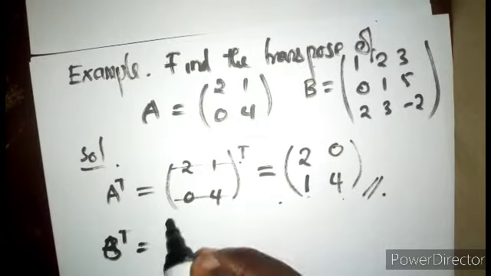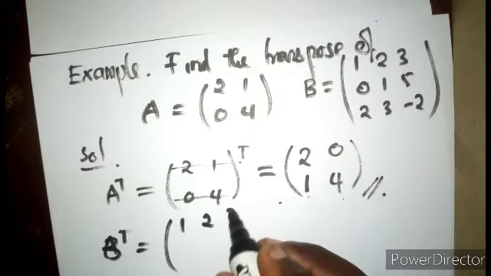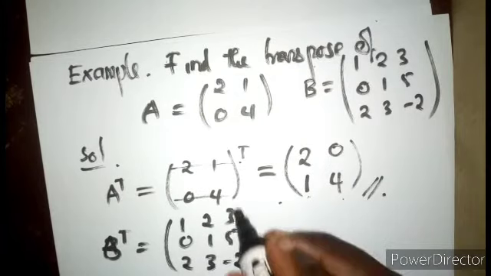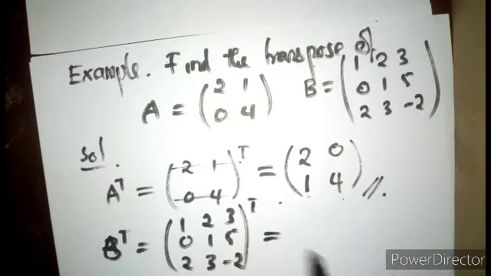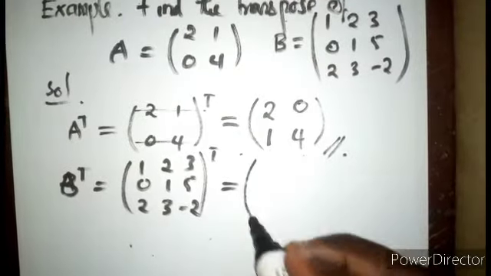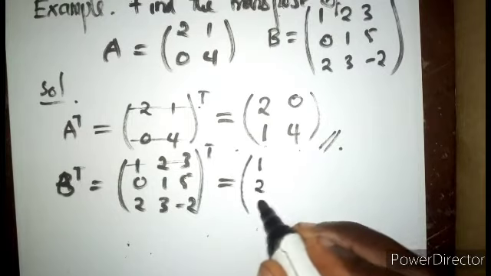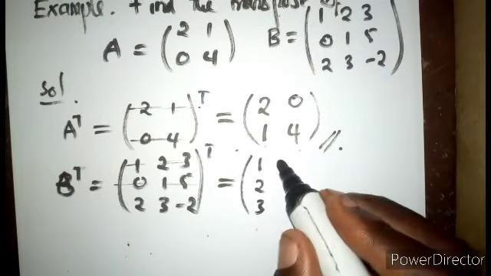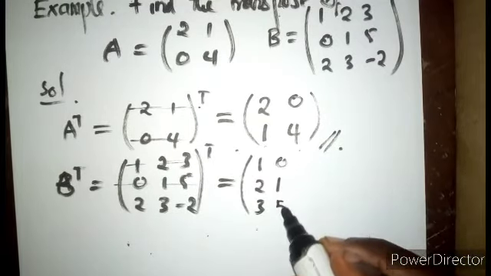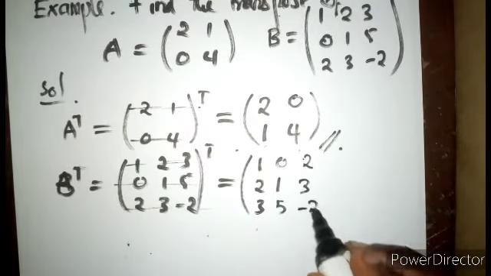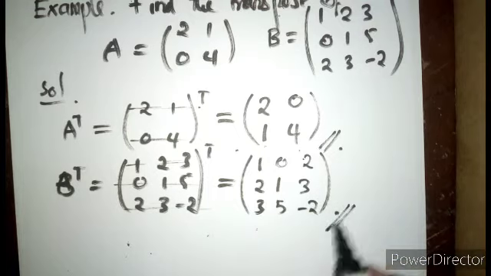B transpose is 1 2 3, 0 1 5, 2 3 minus 2, and this is clearly equal to what? This row becomes a column, 1 2 3. This row becomes a column, 0 1 5. This row becomes a column, 2 3 minus 2.